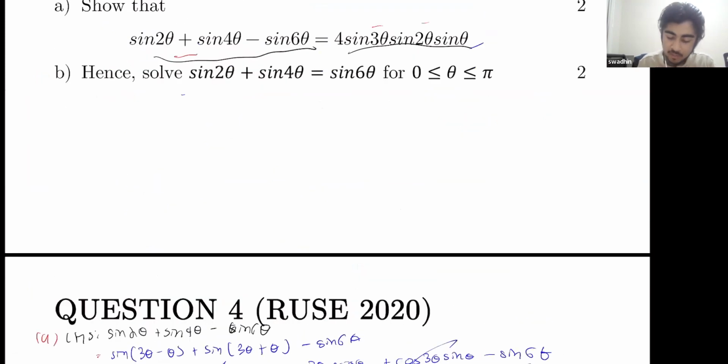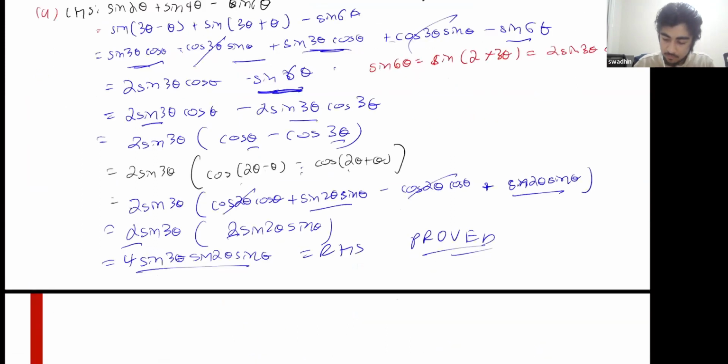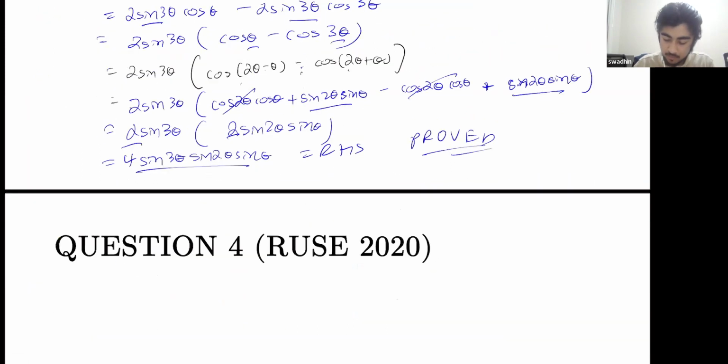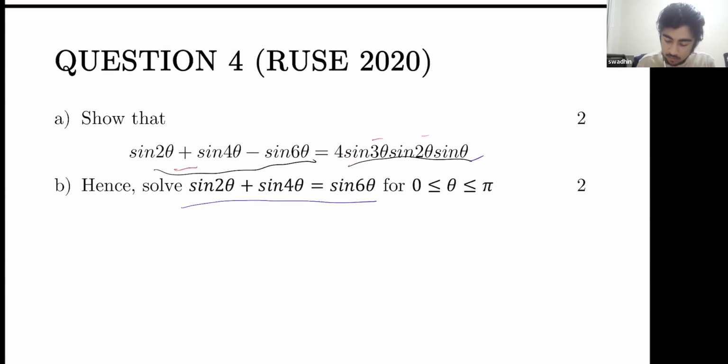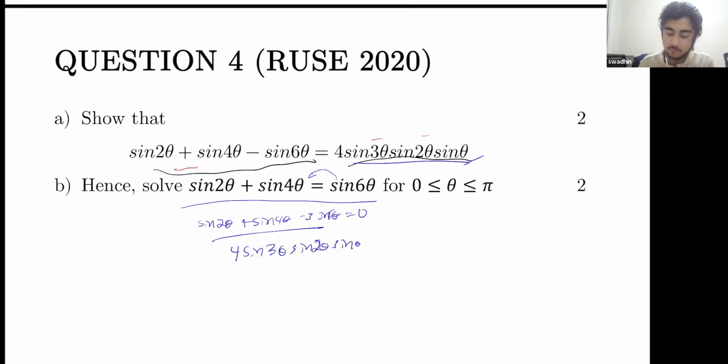Now it asks, solve this equation. Now, let me show you guys something. If we move this to the left-hand side, that becomes sine 2 theta plus sine 4 theta minus sine 6 theta is equal to 0. However, this is the same as this, right? So we can just equate to 4 sine 3 theta, sine 2 theta, sine theta is equal to 0. And that becomes easy to solve.